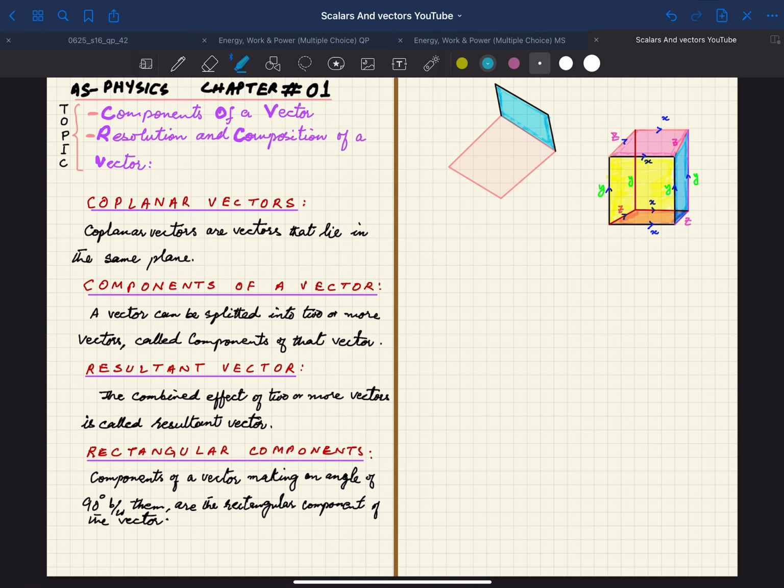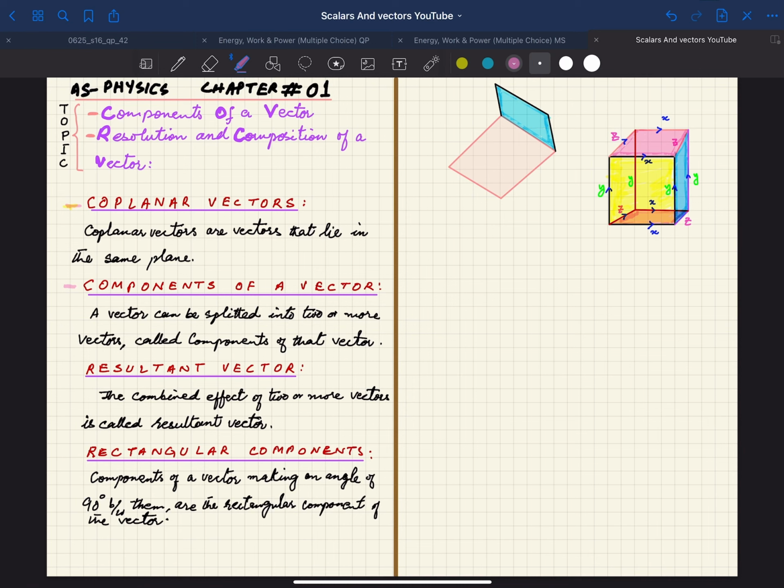Today we have another part of the chapter number 1 of AS Physics, and this is the topic here, components of a vector, and then we will do the resolution and composition of a vector as well. Actually, there are a few definitions which we must understand first, and then of course we can move ahead.